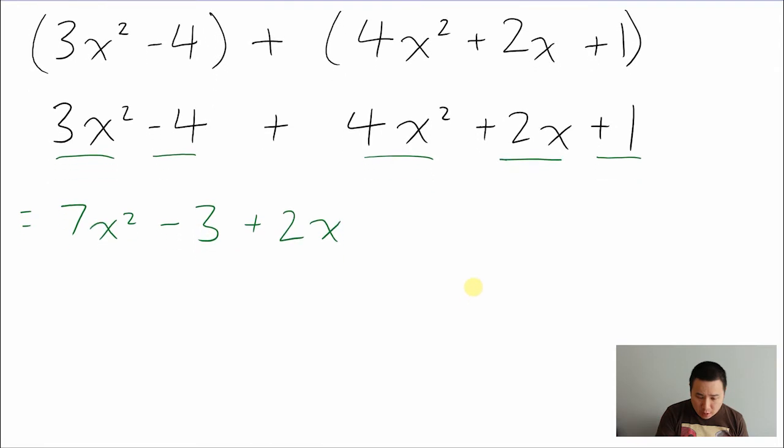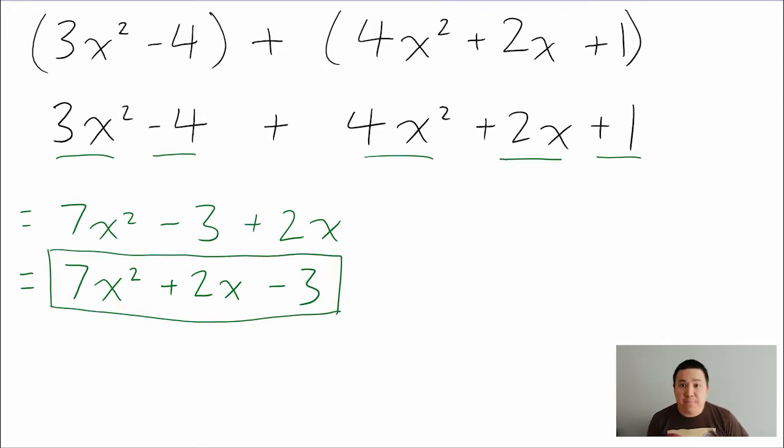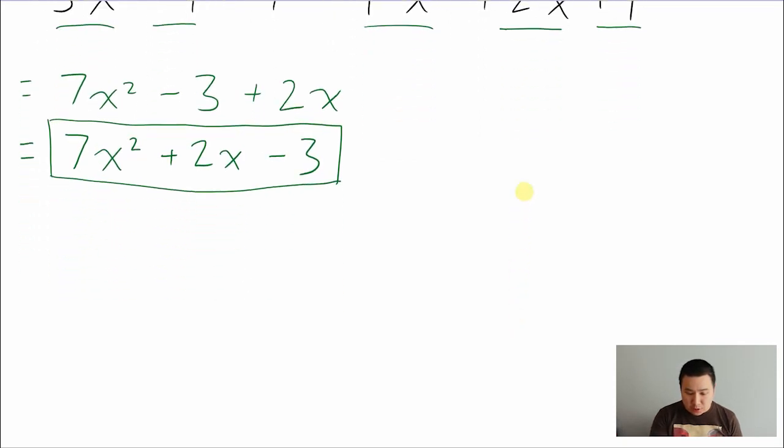Now, I mentioned before that when we write out these polynomials in their final form, we typically like to write it from highest to lowest degree. So I'm going to rearrange this just a little bit. I'll start with the highest degree term, 7x squared. The second highest is this 2x. And then the lowest degree term is my constant. So I'm going to rewrite the answer like so. And that's it. That's how you add polynomials. Real simple. The tricky part is when we have to subtract polynomials. So let's take a look at that next.